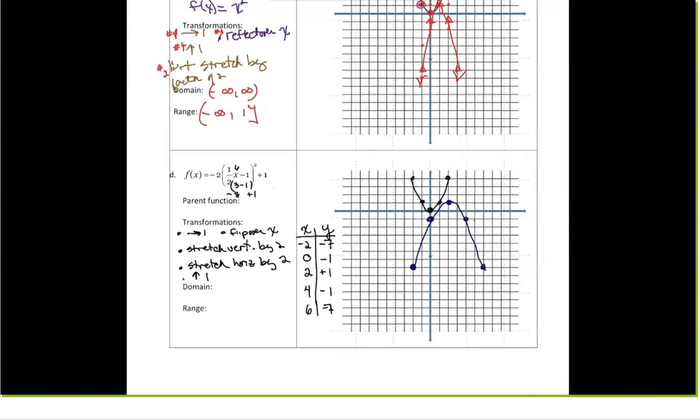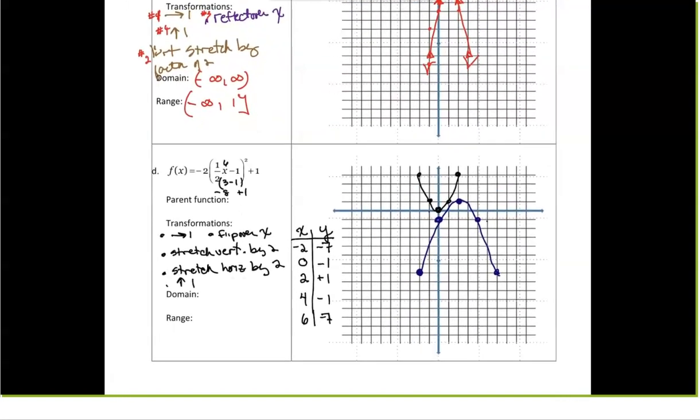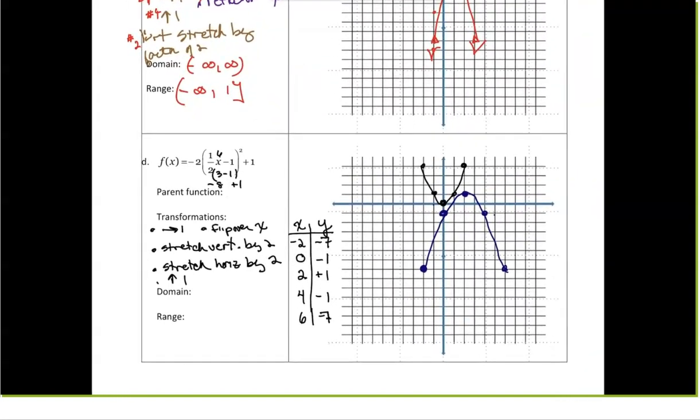You can see, if you look at the two of them, how it's stretched out. That was my goal, to stretch it out, and it's stretched out by a factor of 2. So the domain is still going to be -infinity to infinity, and the range is going to be -infinity all the way up to a value of 1. And we are done with the review.